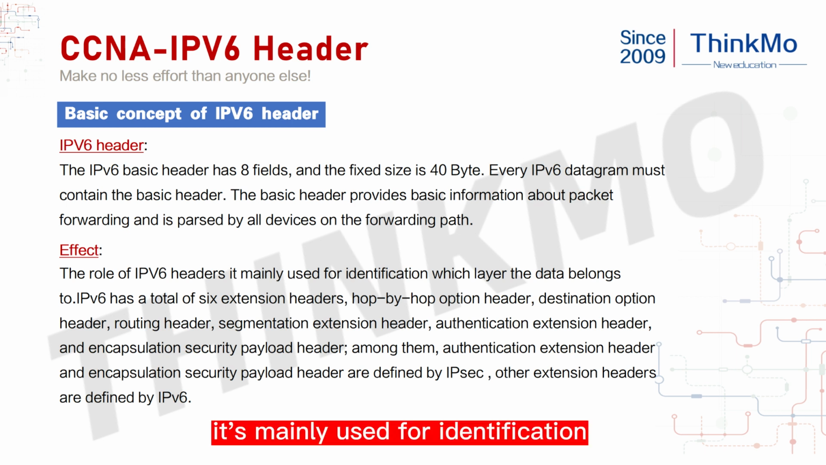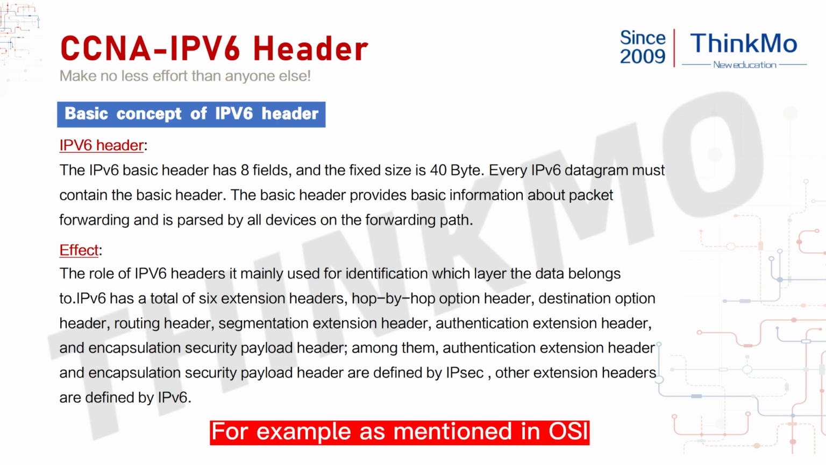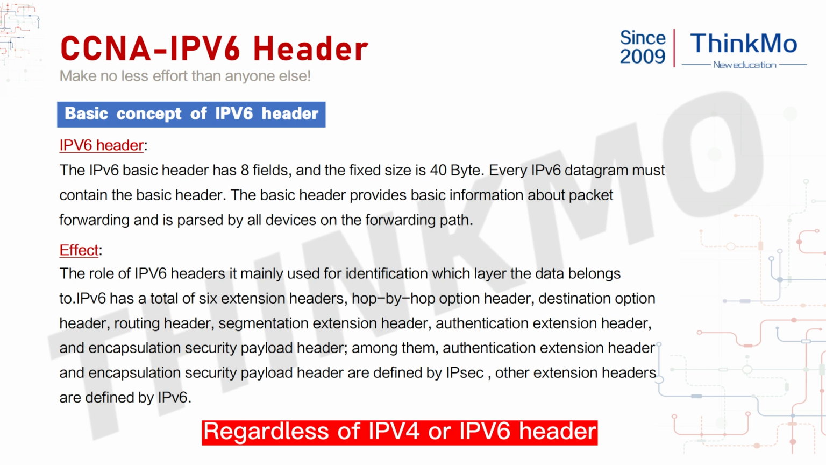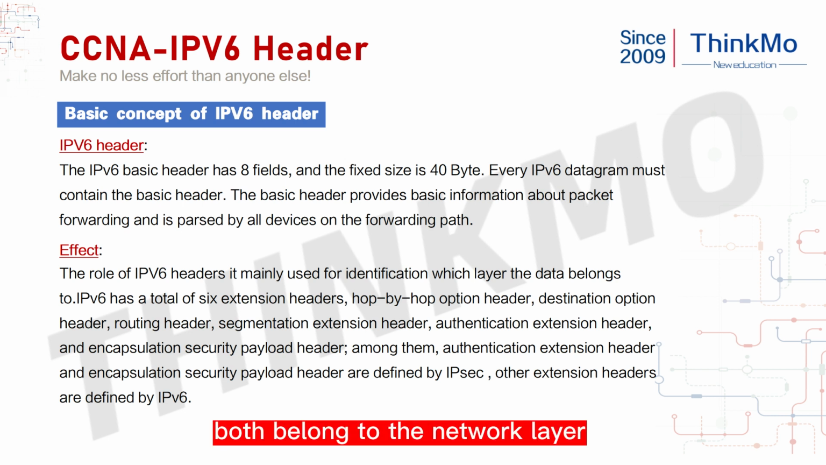It's mainly used for identifying which layer the data belongs to. For example, as mentioned in OSI: data link layer, network layer, transport layer, presentation layer or session layer, application layer. Regardless of IPv4 or IPv6, the header belongs to the network layer.